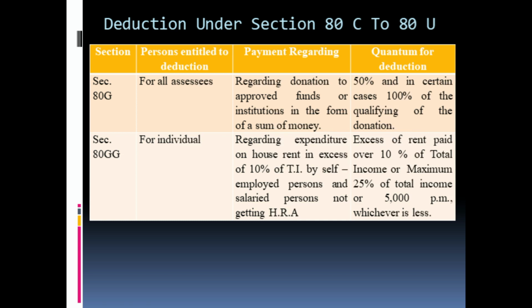Next we are going to see 80GG. This is applicable for individuals regarding expenditure on house rent in excess of 10% of total income, by self-employed persons and salaried persons not receiving house rent allowance. So this payment is only for the employee who is not receiving house rent allowance from the employer. Here the quantum of deduction is the excess of rent paid over 10% of total income, or maximum 25% of total income, or 5,000 per month, whichever is less.